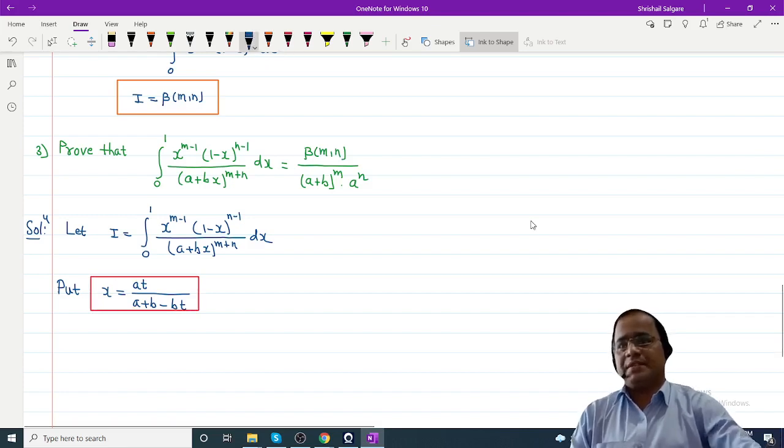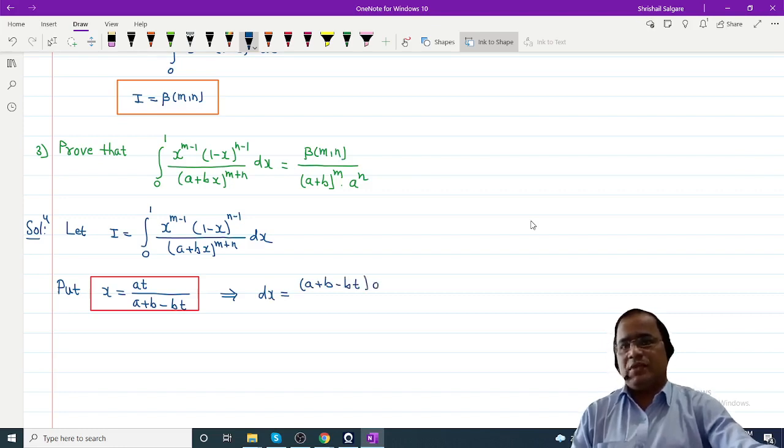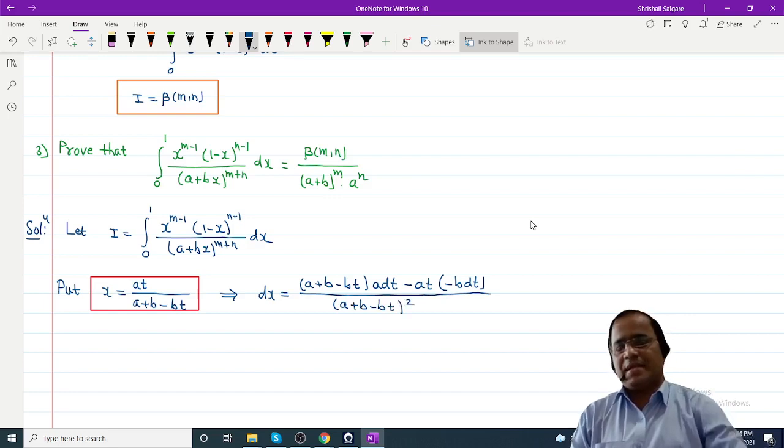Now differentiate, because we require dx. For dx, you have to apply the quotient rule. By the quotient rule, a plus b minus bt as it is, differentiation of a into t is nothing but a dt, minus at as it is, and differentiation of the denominator: differentiation of a is 0, differentiation of b is 0, differentiation of minus bt is minus b times dt, and that whole divided by a plus b minus bt, its bracket square, denominator square. Is it okay?